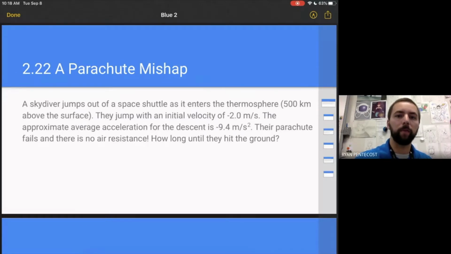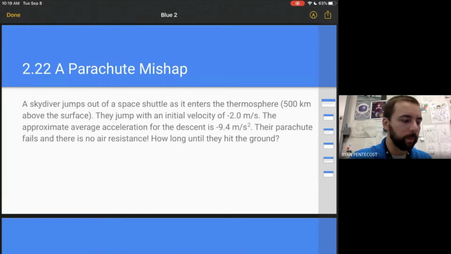So first, we have a skydiver jumps out of a space shuttle as it enters the thermosphere at 500 kilometers above the surface. They jump with an initial velocity of -2 meters per second. The approximate average acceleration for the descent is -9.4 meters per second squared. Their parachute fails and there is no air resistance. How long until they hit the ground?